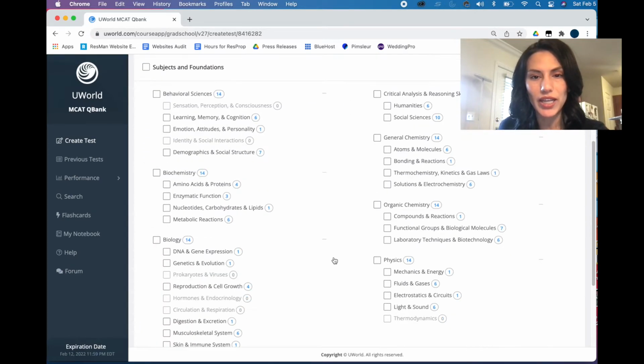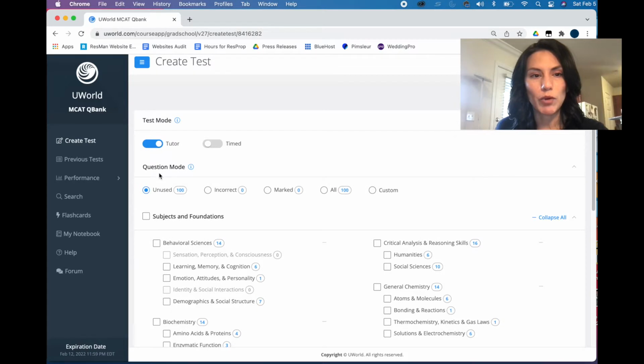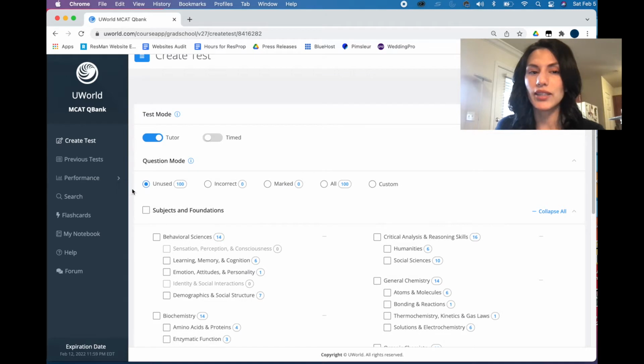That's great. In UWorld, as you can see here, you have the option to select tutor or timed. I'm going to select tutor, and this is what I recommend everybody do when they're first starting out. Just select tutor. Don't worry about the time yet. Question mode, we're going to use unused questions. There is the option to use incorrect questions, questions that you've marked, all the questions, and then you can customize that selection. I suggest using unused questions until you've done all the unused questions.